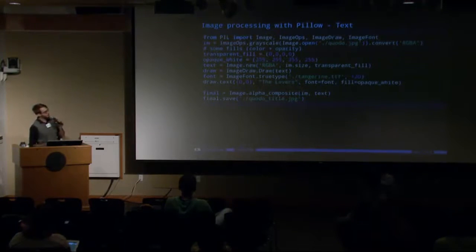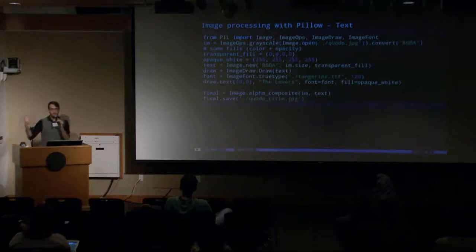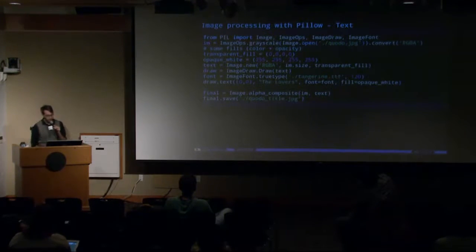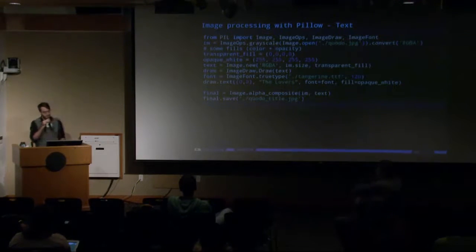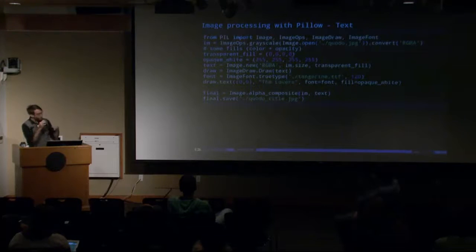So 120 here, you can think of it like point size when you're setting up font point size in Word or something. And then we actually draw some text. We're using the draw object, which is our image with enhanced drawing capabilities. And we say we want to start drawing at 0, 0, so the top left corner. And we want to write out the text "The Lovers". If you're wondering why it's that text, well, this is a talk about tarot cards, and there's a card called The Lovers. And since Quoto is the purest expression of love, we're going to make it a Lovers card.